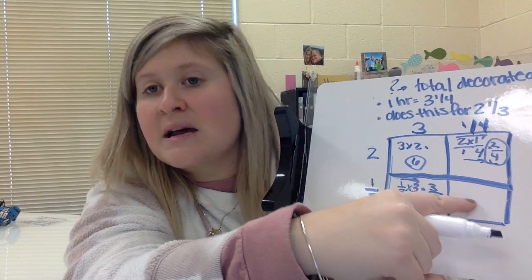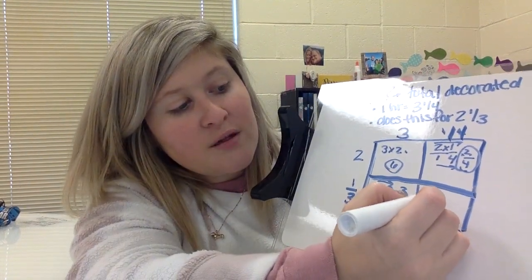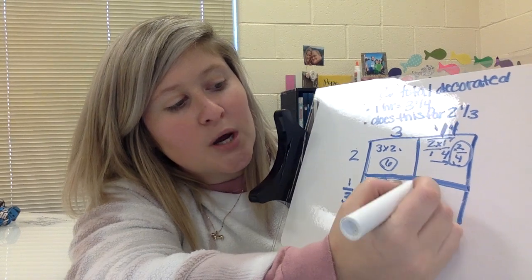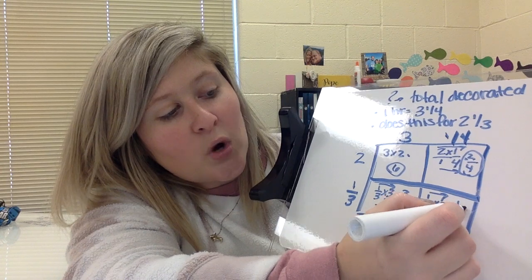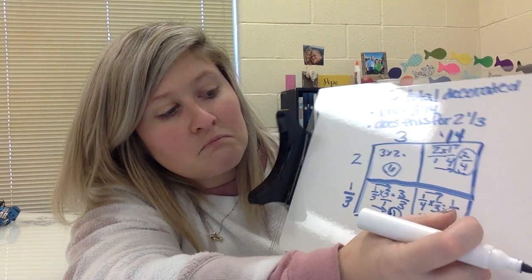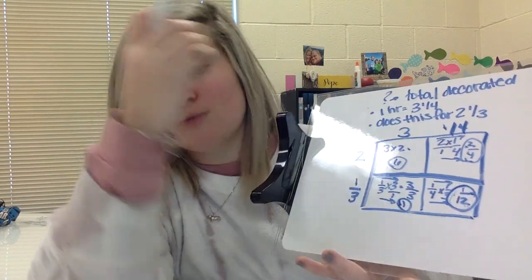In my last box, I'm doing 1/4 times 1/3. So I have 1/4 times 1/3. We're going to multiply straight across because it's two fractions. 1 times 1 is 1. 4 times 3 is 12. 1/12, and I'm circling it.